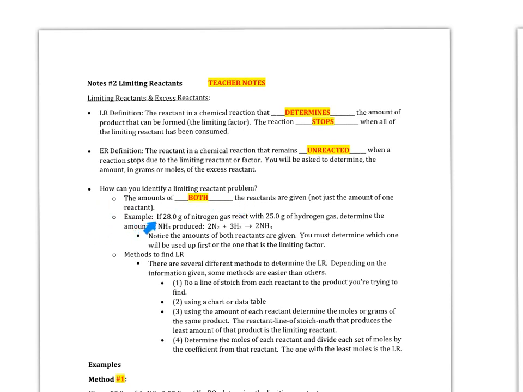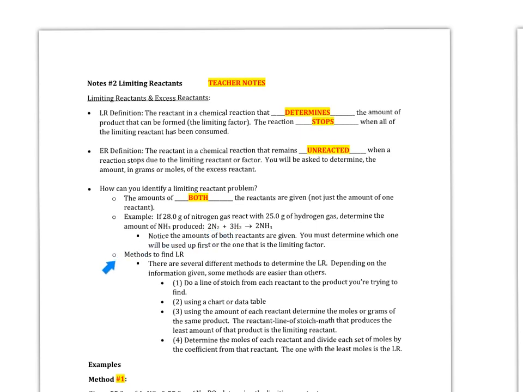So for example, if 28 grams of nitrogen gas react with 25 grams of hydrogen gas, determine the amount of NH3 produced. So the question is asking you how much of this you can produce, but you're given the amounts of both of these, and you have to find out which one you have in the limited amount. And just because you have 25 grams of hydrogen doesn't mean it's the limiting factor. You have to change to moles, and in chemistry we always have to compare moles because each reactant has its own molar mass, and therefore you'd want to determine the number of moles to find which one has the least amount. So anyway, we'll get there.